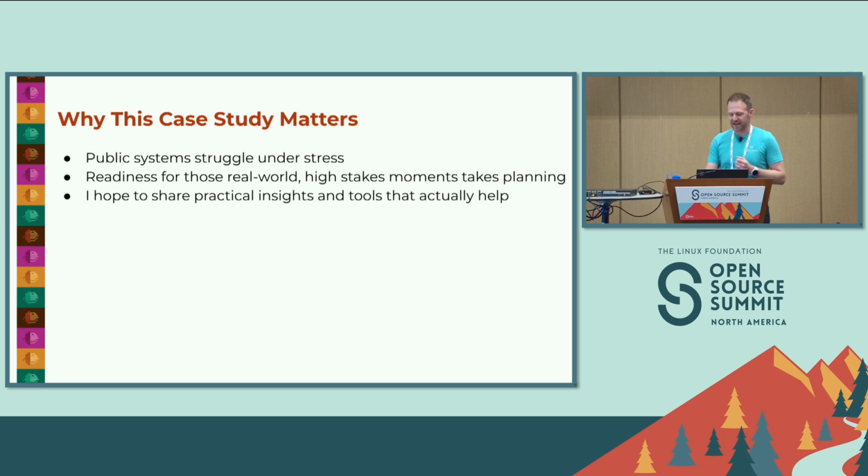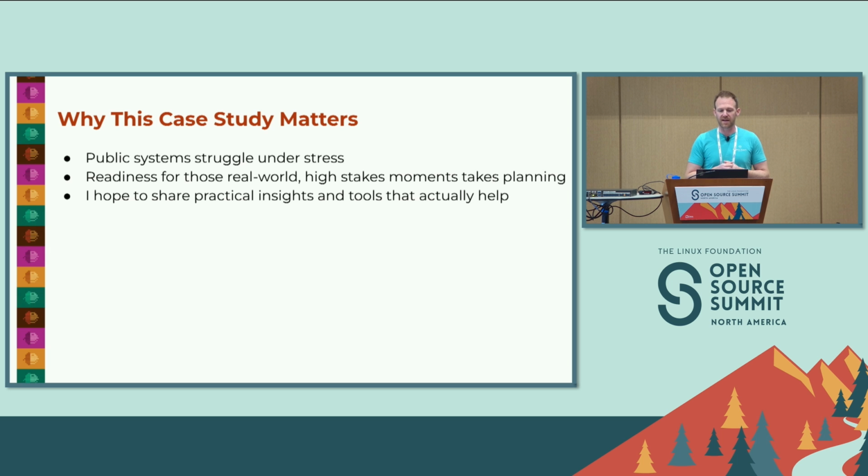I think this case study is important because there's a big need for our government services to be resilient to emergencies. And so a lot of what I'm going to talk about today is in the specter of COVID. And COVID really proved that government technology services were not up to the task. And there's no way to fix that other than to plan for it.